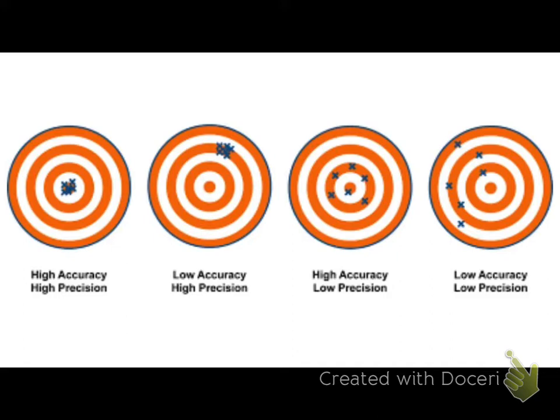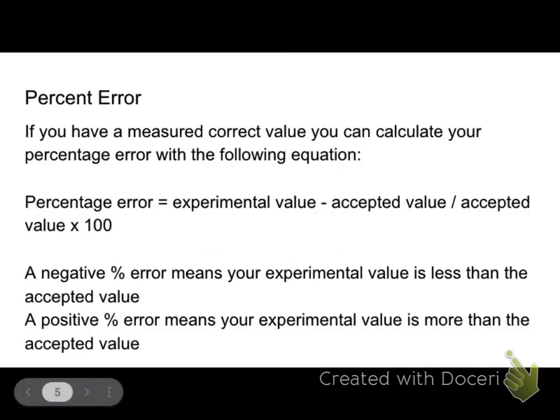Then we shall move on to percent error. So if you have an actual measured value, like the book gave you the actual value of density for copper, then you can calculate your percent error, or in other words, how far off target was I. Your percent error is going to be your experimental value minus your accepted value. Then you're going to divide that by your accepted value and multiply by 100.